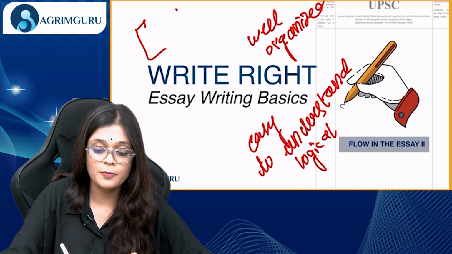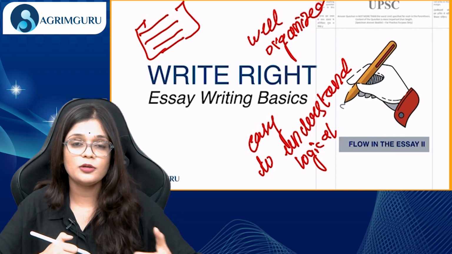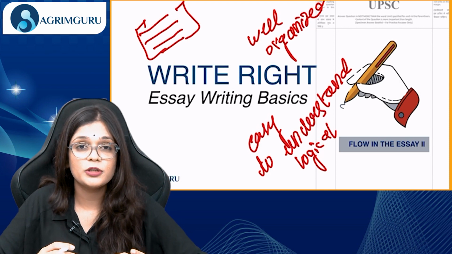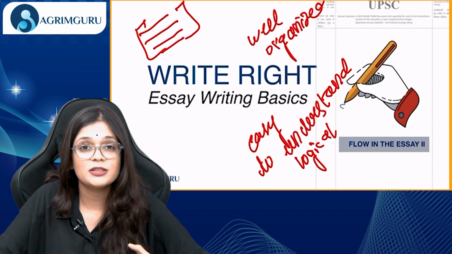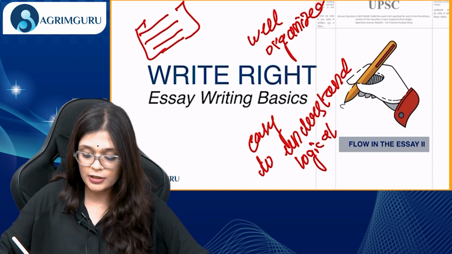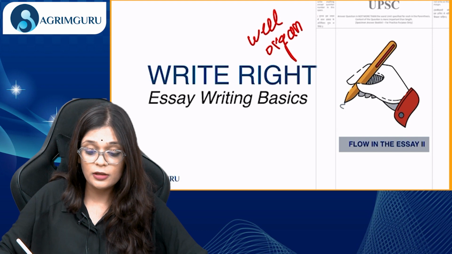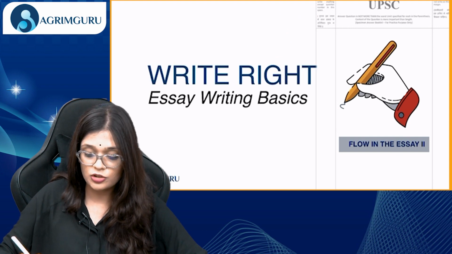Like for example, you write a body para, you have a lot of information, you have content, and then to connect all of that to achieve coherence, to make it easy for the reader to understand your argument, we discussed 5 strategies. Now in today's lecture, we'll discuss how to maintain flow using transitions.